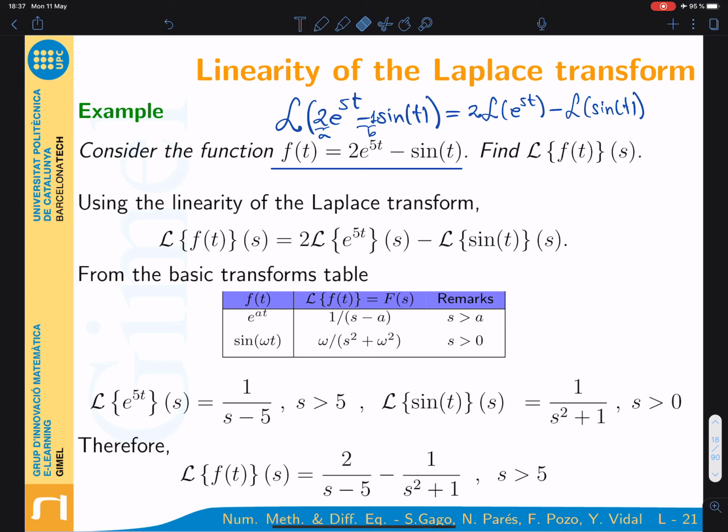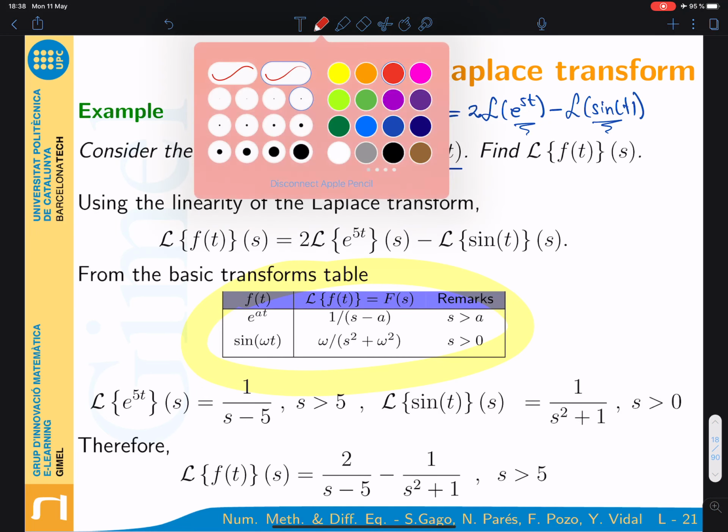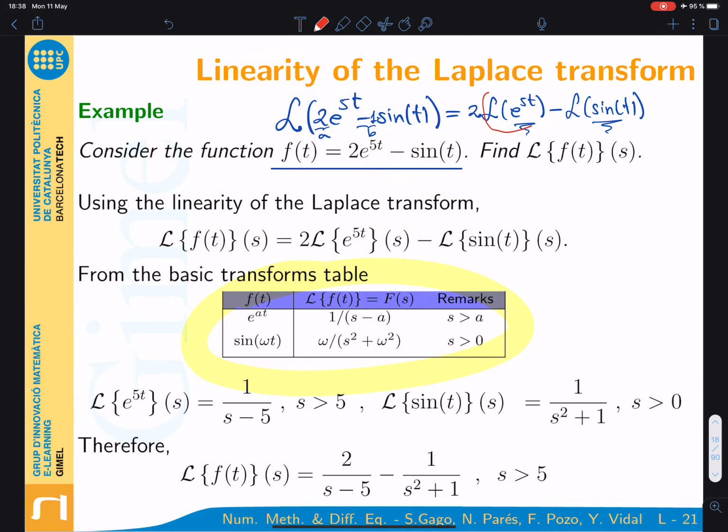So I just need to go to the table of the Laplace transform, check which is the Laplace transform for the exponential and for the sine function, which we have here a summary of in this Laplace transform basic table, and just use that here. Okay, so the Laplace transform of the exponential is 1 over s minus a. So here I will get, using the table, that this is 1 over s minus 5.